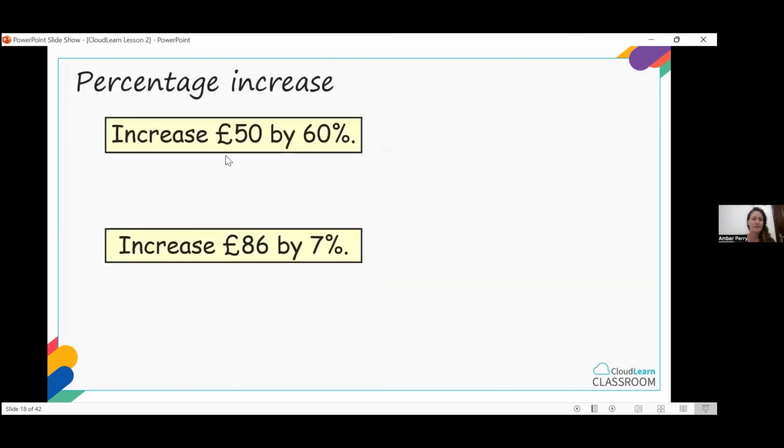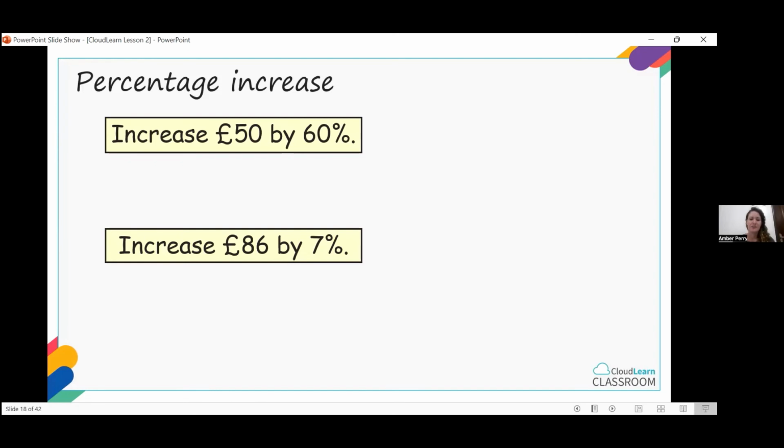Let's have a quick look at increase again. Have a go at increasing £50 by 60%. I've got the original 100% and I want to add 60% on. What's my decimal going to be for increasing £50 by 60%? What am I going to multiply that £50 by?